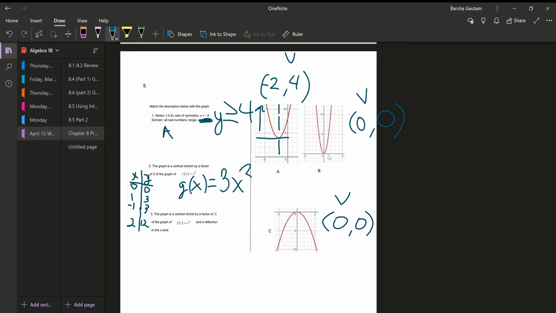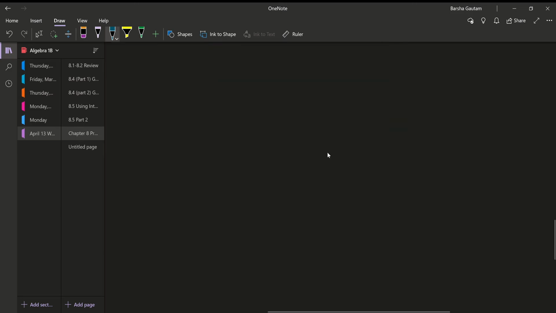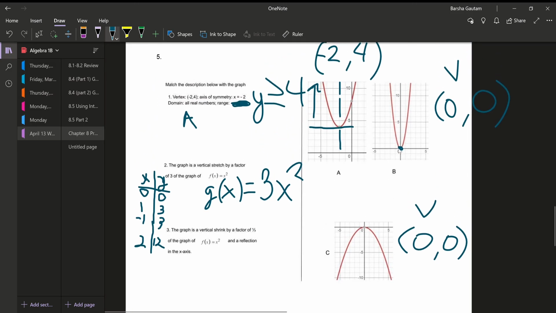So these are the only two options we have left. Let's see some points in here. So 0, 0. This one has a vertex of 0, 0 right here. So does this one. And the first point was 1, 3. So let's see if it has 1, 3 in here. 1, 2, 3. It does. Negative 1, 3. Yeah, it has that too. 2, 12. Yes, it has that as well. But you won't necessarily need to do this.